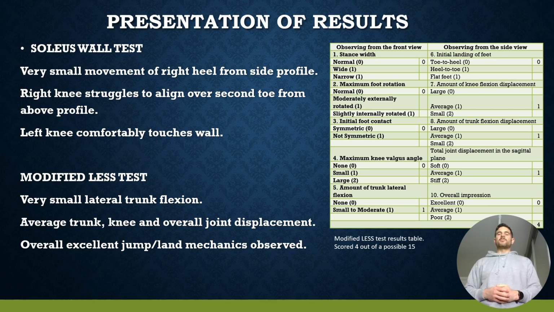The athlete scored an impressive 4 out of 15 in the modified LESS test. They demonstrated foot symmetry in their landing with no knee valgus. Their stance remained neutral all through the test, and their initial landing was toe to heel. A very critical eye would suggest very slight lateral movement in the trunk and average displacement about the joints, although overall they showed an excellent example of jump and land mechanics.